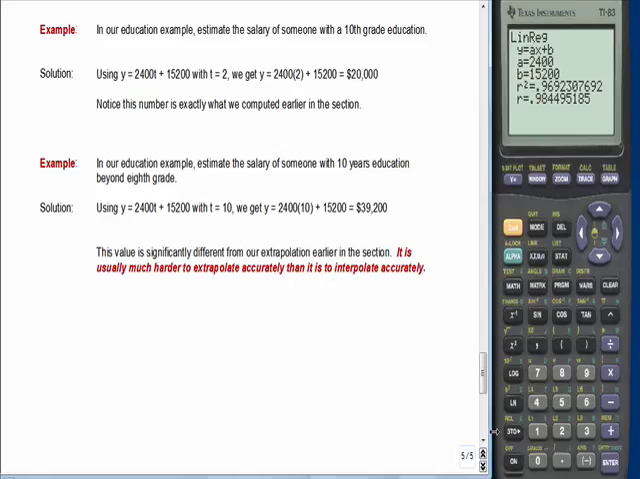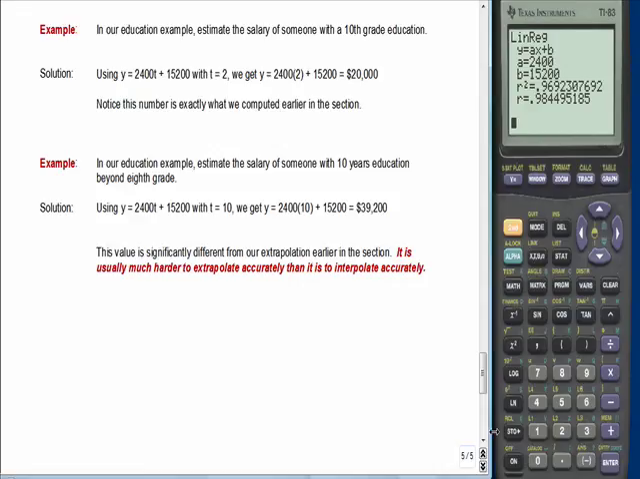So, in our education example, we might want to estimate the salary of someone with a 10th grade education. Now remember, that data was not in our table. Our table had 0 for an 8th grade education and 4 if we were looking for a 12th grade education. And so if I want a 10th grade education, that would tell me t would be equal to 2.